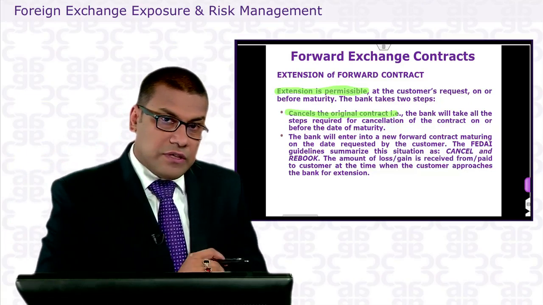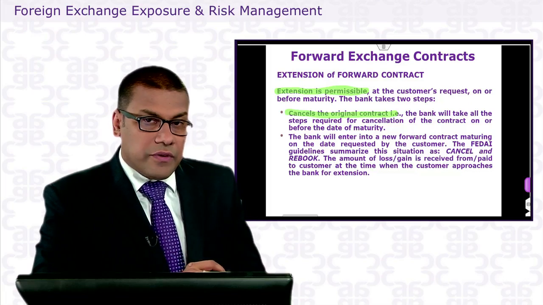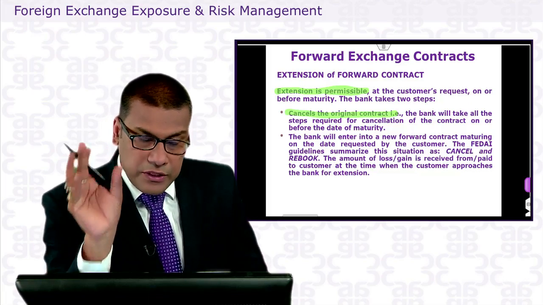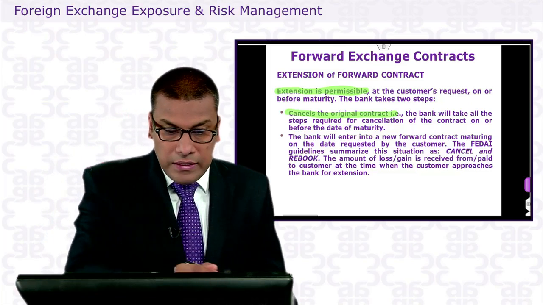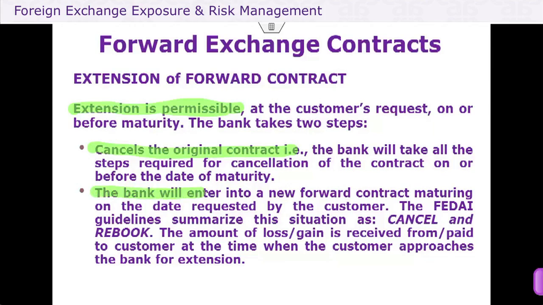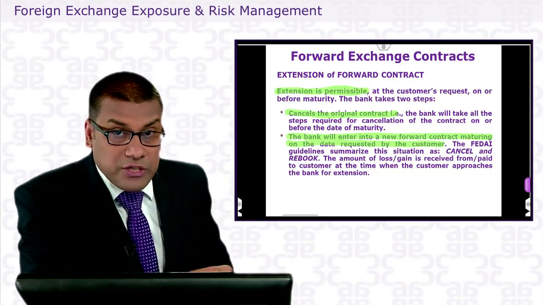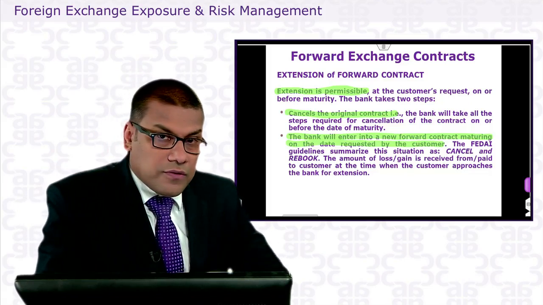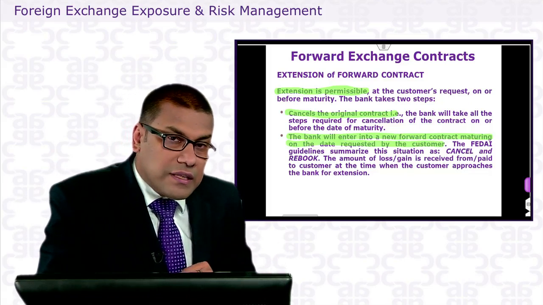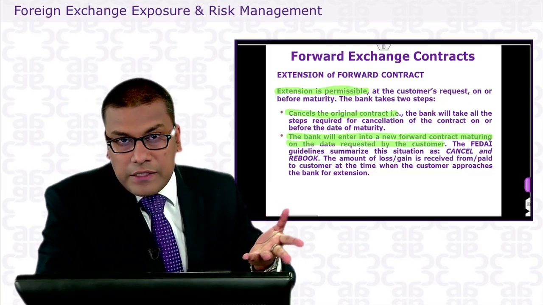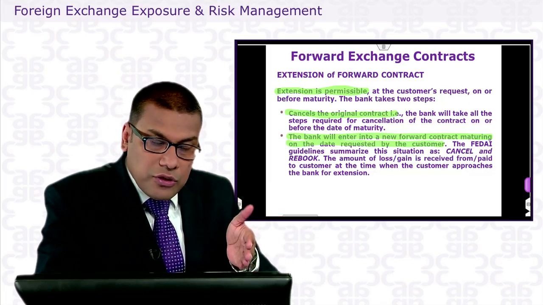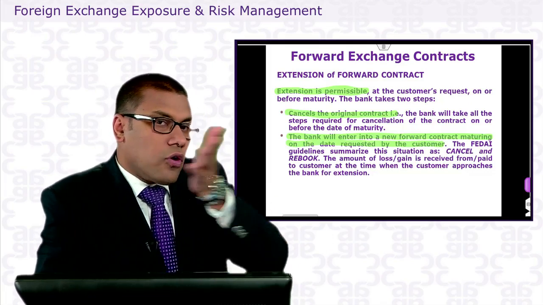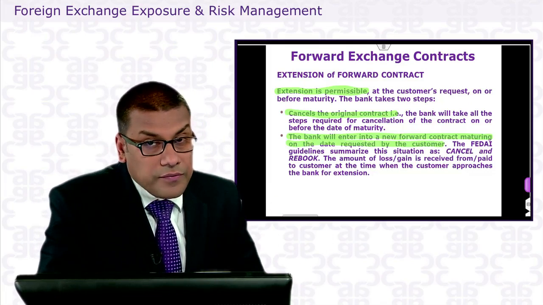So the process that we discussed earlier when we discussed forward contract: cancellation of the forward contract would be the first step, and then subsequently the bank will enter into a new forward contract maturing on the date that is requested by the customer. Okay, so if you have a contract which is maturing say 15th of a month, and you need to extend that to maturing on 25th of the month, the 15th maturing contract would be cancelled, and then a new contract would be taken for that particular maturity. Okay, so that's what was one.